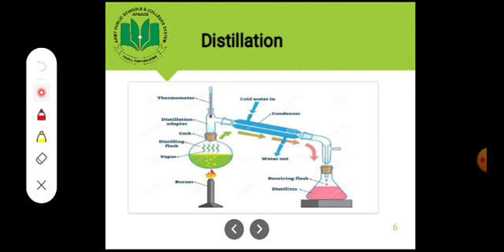This short question, students, is very important. It usually comes in the paper. The question they will ask is: why is the actual yield less than the theoretical yield? Give 3 reasons. So you have to give these 3 reasons.